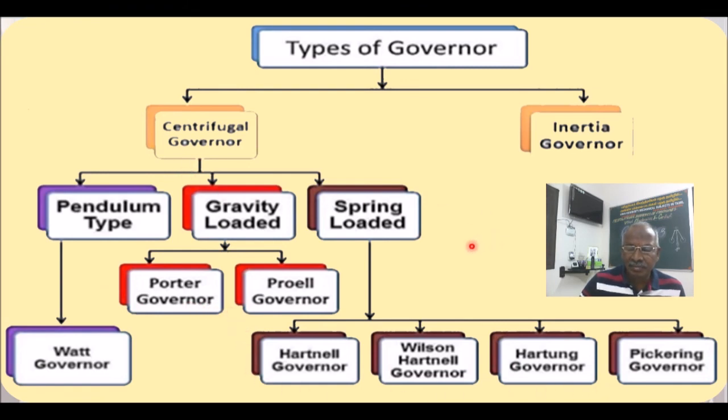It's a very simple module. The expected thing is you should know which governor belongs to which type.